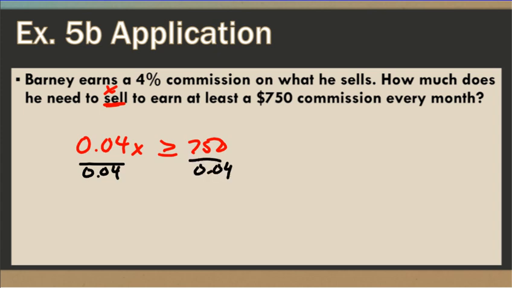750 divided by 0.04 gives us, x has to be greater than or equal to 18,750. So Barney has to sell at least $18,750 worth of items to get a commission of at least $750. That was our lesson today on solving inequalities by multiplying or dividing.